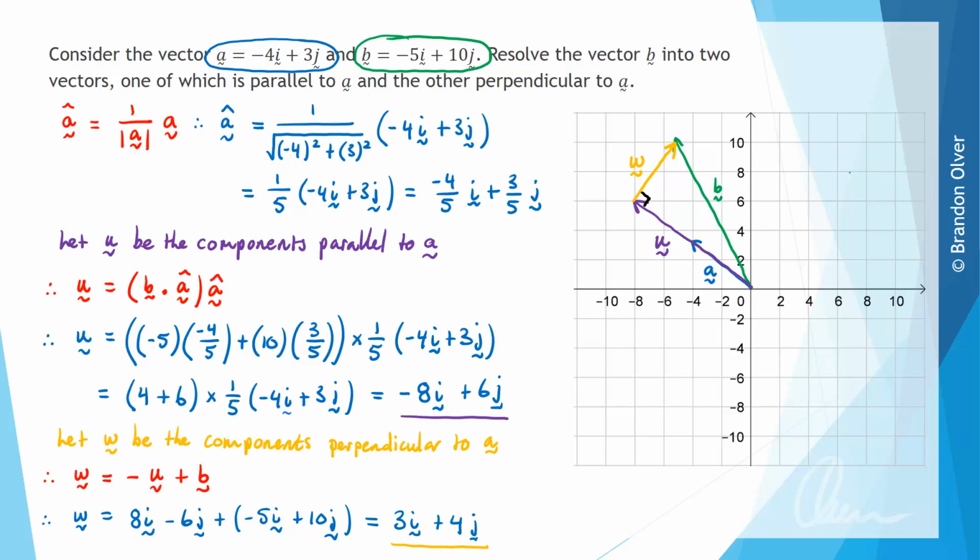And now you could check that the dot product between those two vectors is 0 by going 3 times negative 8 is negative 24, plus 6 times 4 is positive 24, so that dot product is 0. And adding minus 8i plus 6j to 3i plus 4j will give negative 5i plus 10j, which was the original vector b. So that's a quick check of how we can see if we got this question correct.